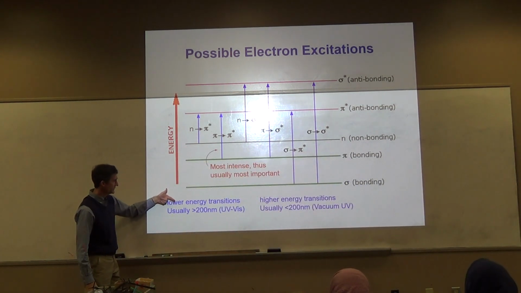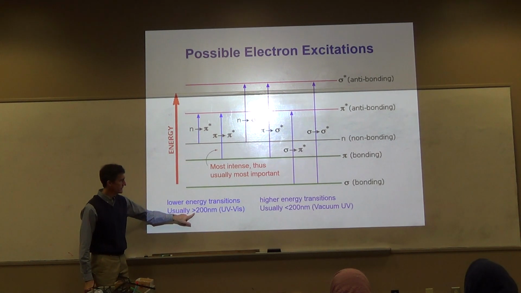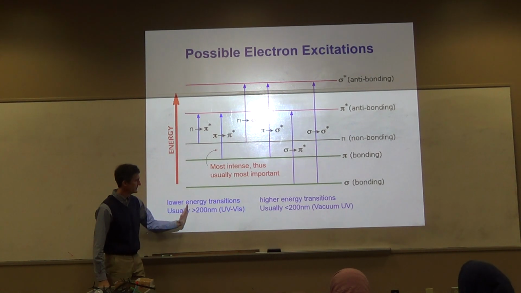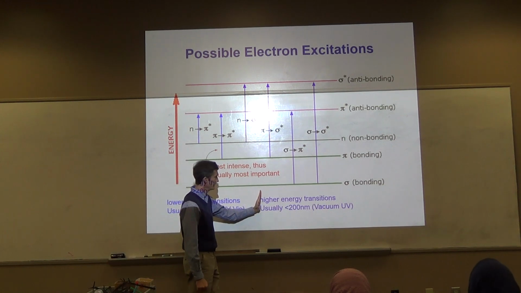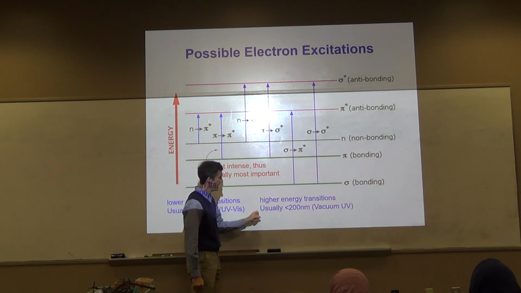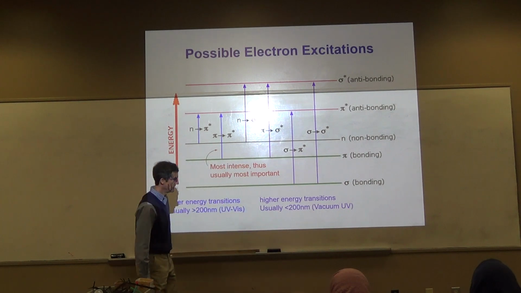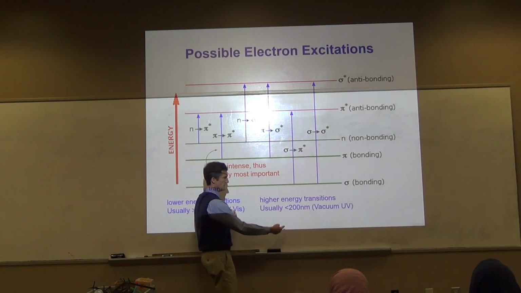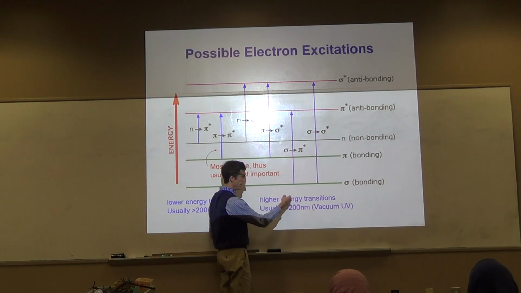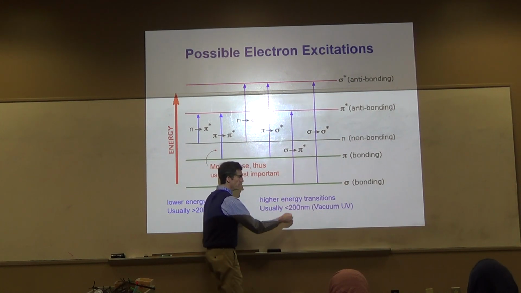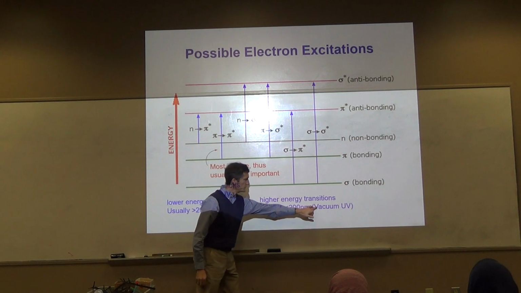Lower energy transitions are usually above 200 nanometers. UV-Vis starts about 200. Higher energy transitions, way higher, these can be below 200. Because below 200 is higher energy. Higher energy is needed to do higher energy transitions. Below 200 is called the vacuum UV.